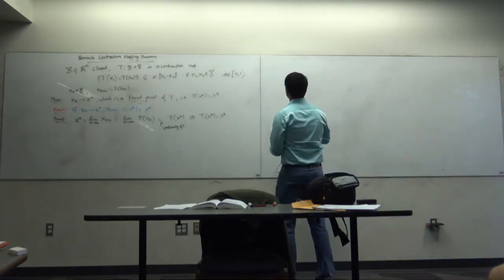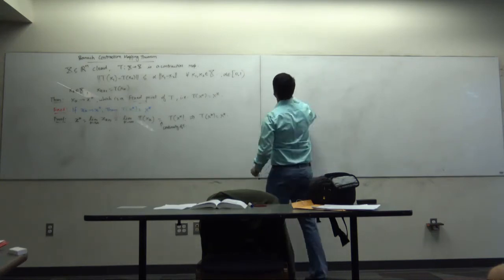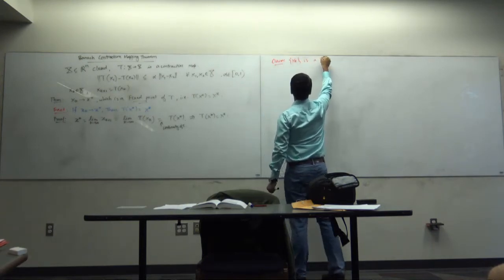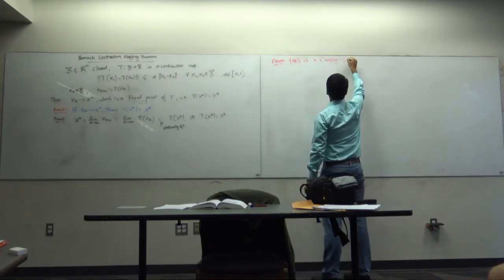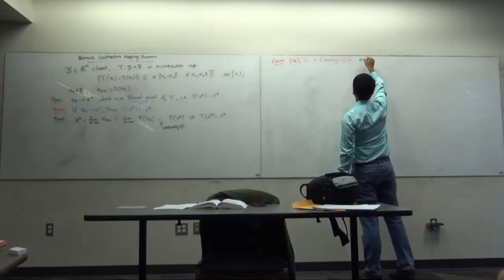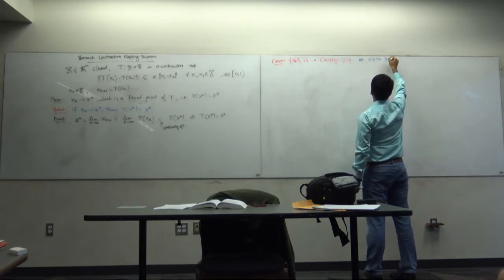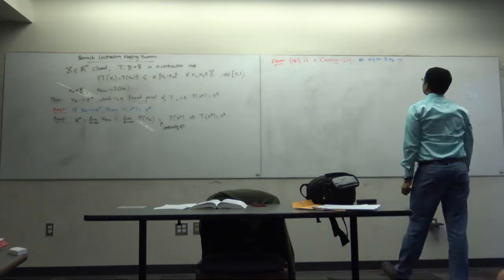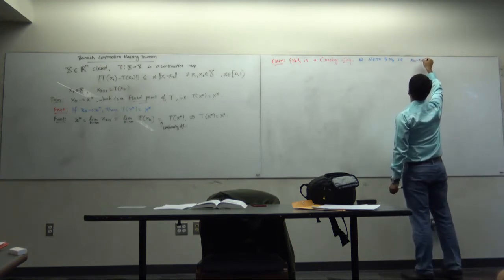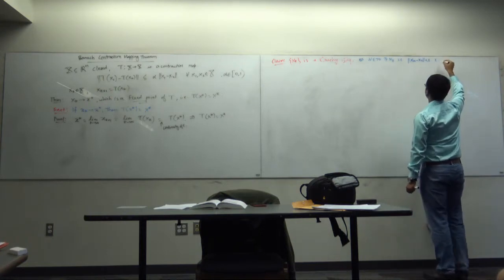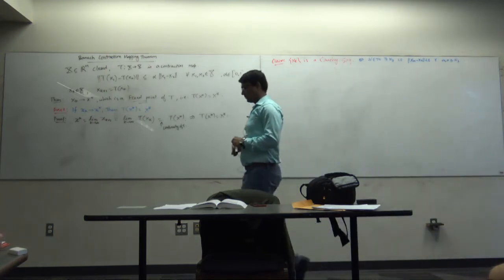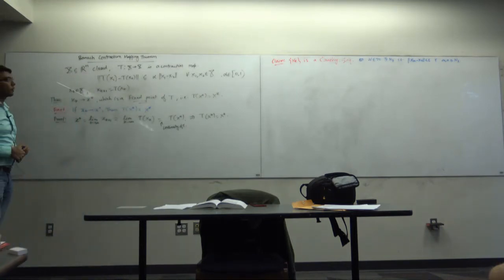So now the next claim is, x_k is a Cauchy sequence, which basically means that for every epsilon greater than 0, there exists an N_epsilon such that the norm of x_m minus x_n is less than epsilon for every m, n greater than or equal to N_epsilon. Okay, so that's what we want to prove.